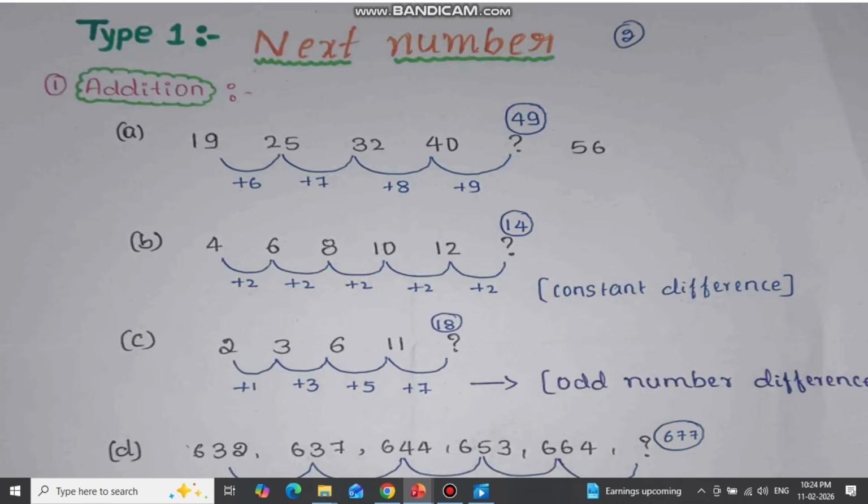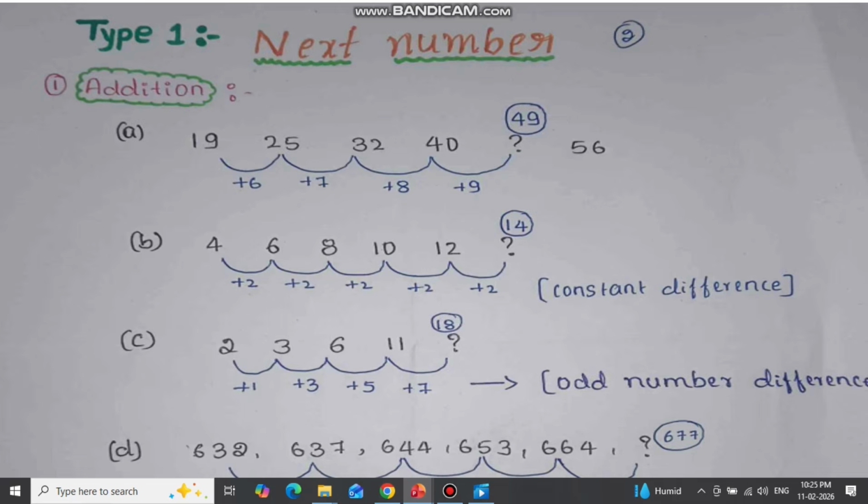Similarly, the second example: 4, 6, 8, 10, 12. To each number we add 2, and we get the last number, which is 14. In this type the difference is constant. Then 2, 3, 6, 11. Here it is plus 1, plus 3, plus 5, plus 7. Then 11 plus 7 gives 18. That is an odd number difference: 1, 3, 5, 7.